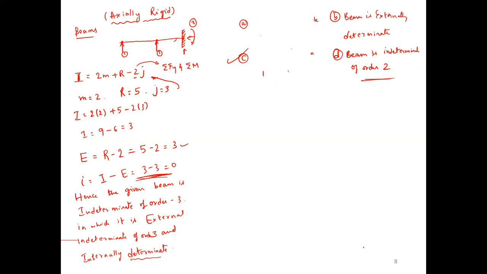Or else they may give options like: total indeterminacy of beam is 5, 8, 3, 2. What is the total indeterminacy of beam? 3. See, this is the answer. See, one problem can be set in any way by them.